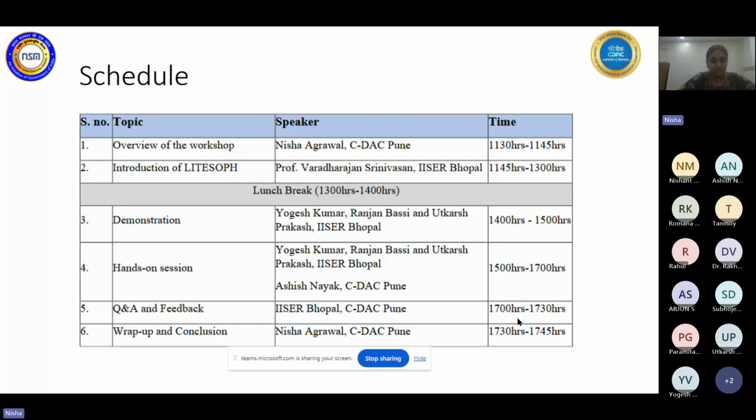So let me introduce you to the keynote speaker of today's workshop, Professor Varadarajan Srinivasan. Professor Srinivasan obtained his BSc in chemistry from the University of Madras in 1998 and MSc in chemistry from the Indian Institute of Science, Bangalore in 2001. He moved to Princeton University for his PhD on ab initio molecular dynamics studies of ferroelectric phase transition with Professor Roberto Car, obtaining the degree in 2006.